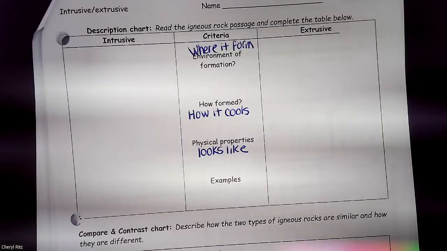So every class was slightly different where I had you leave off, but I believe I left it off with some of you do intrusive, some of you do extrusive. Yep, some of you are agreeing with me. So let's hear what you had to say. So remember, we were doing igneous rocks on Friday.